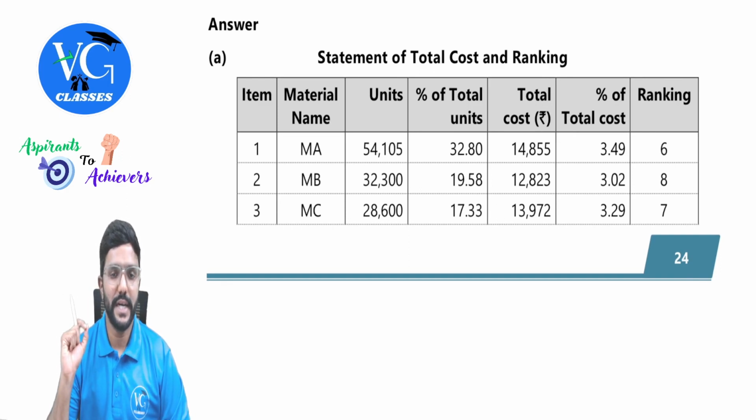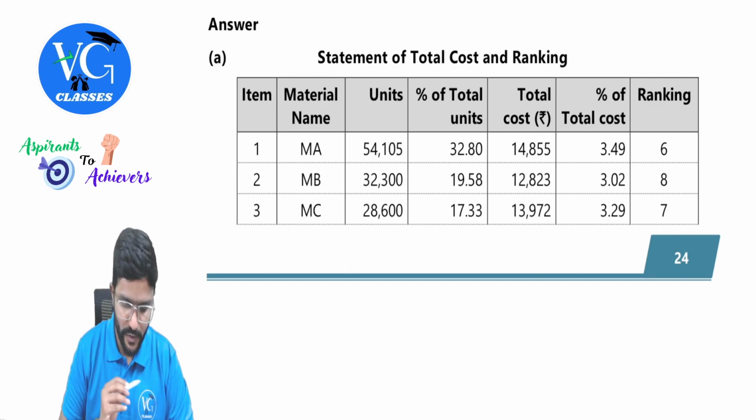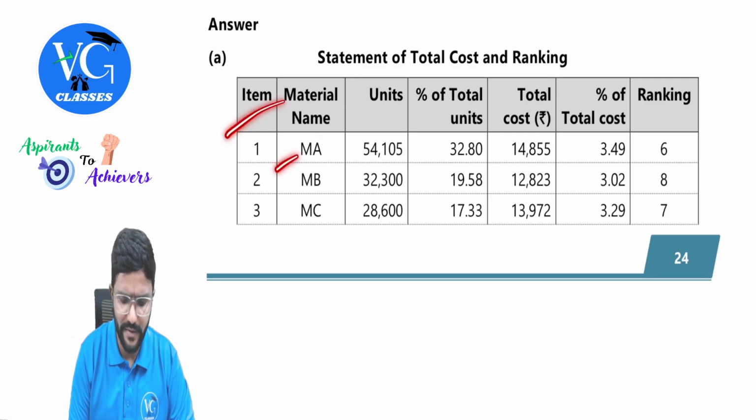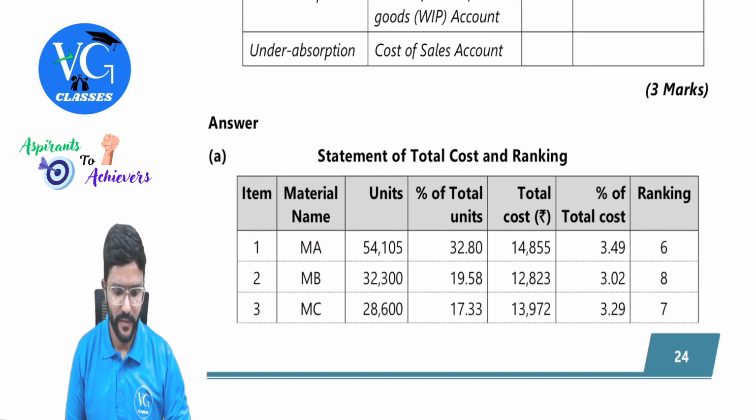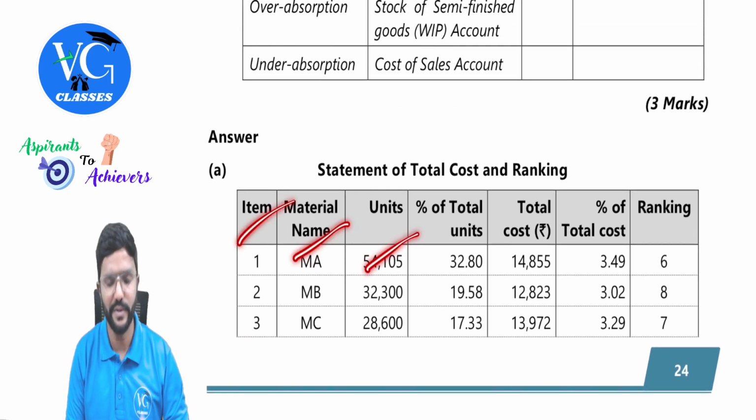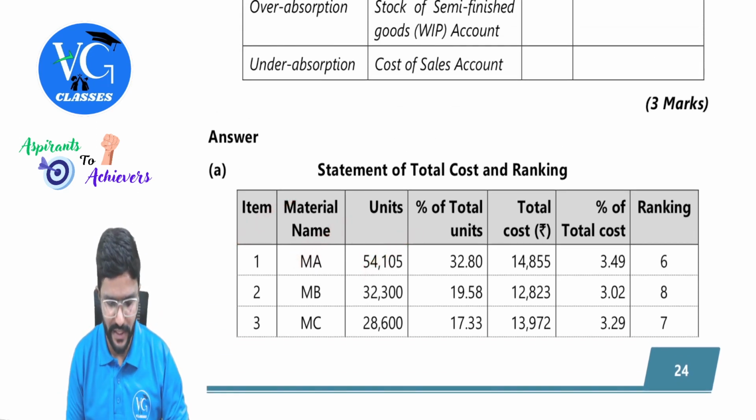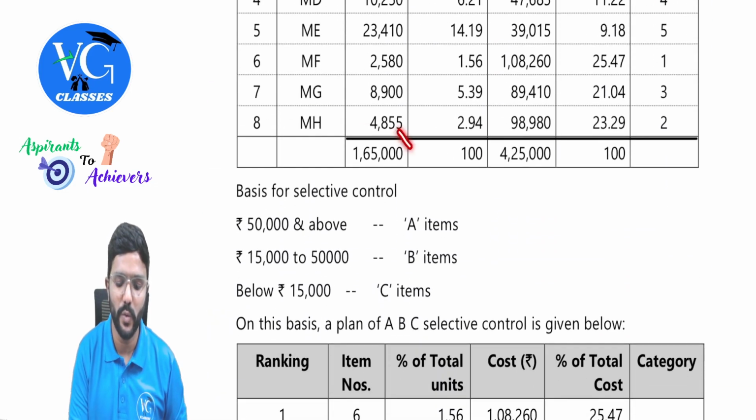Statement of total cost and ranking. Okay. So what are we supposed to do? Take whatever is given, guys. Units. Okay. So item, material name, and units. Whatever they have given in the question, copy paste it. And for units, just do the total.